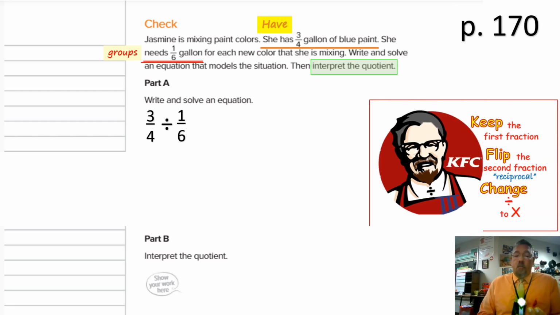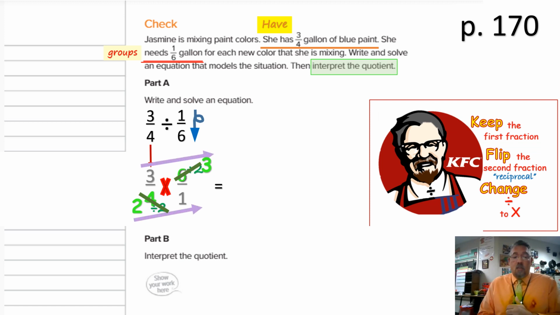And then I'm going to go through my same process. I'm going to KFC it. I'm going to keep my 3/4. I'm going to flip my second fraction, so I end up with 6/1. I look to see if I can cross reduce, and I can because I have 4 and 6. And once again, those are both even, so 2 will go into both of them. So 2 will go into 4 2 times, and 2 will go into 6 3 times. And then I'm left with just simply multiplying across. 3 times 3 gives me a numerator of 9, and 2 times 1 gives me a denominator of 2.